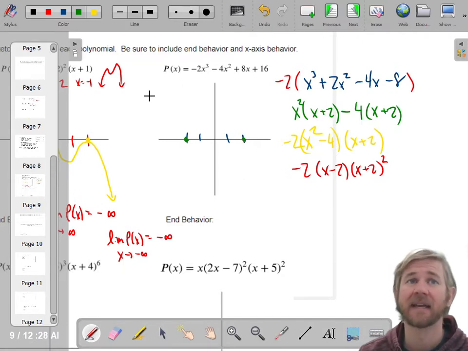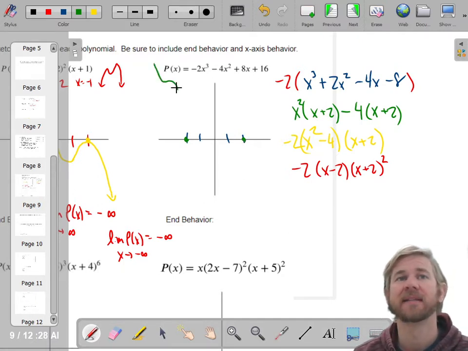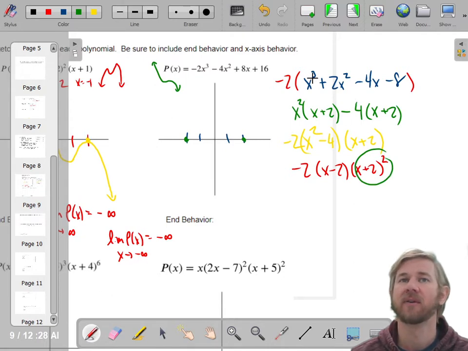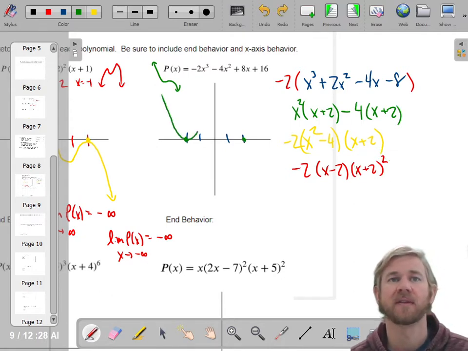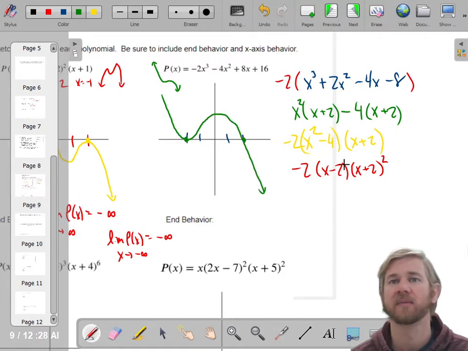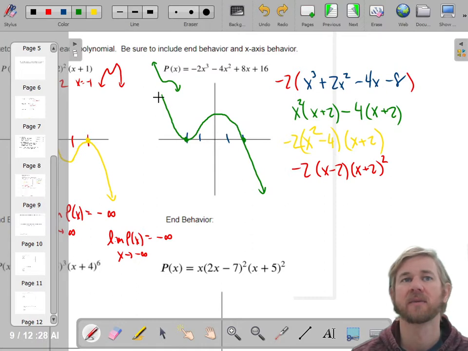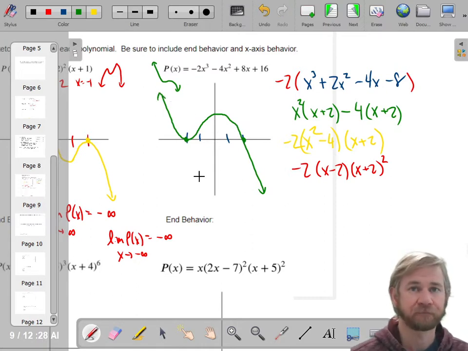And since this is negative odd, as I read left to right, it's decreasing, so it's going to look something like this. I'm starting up here. When I get to negative 2, I have an even degree multiplicity. 2 is even, so it's going to bounce off, turn around, and then get to this guy. And since this is an odd degree multiplicity, that's 1, it passes through. So here's my graph.